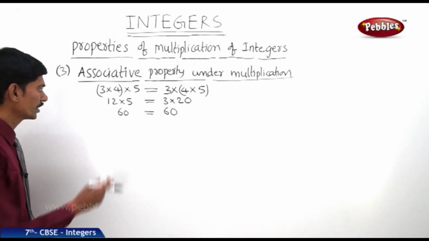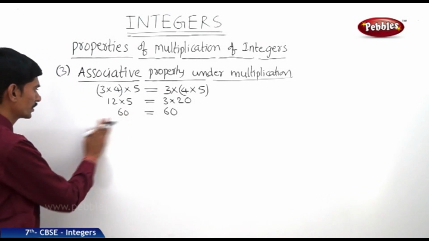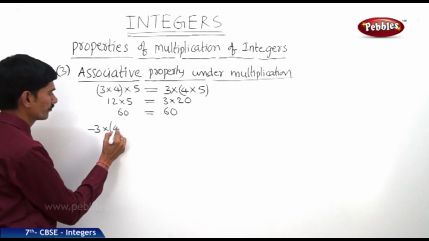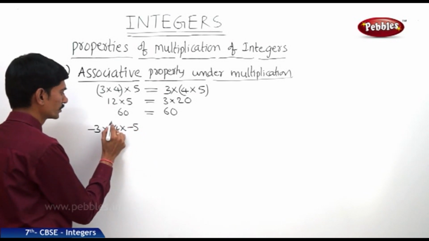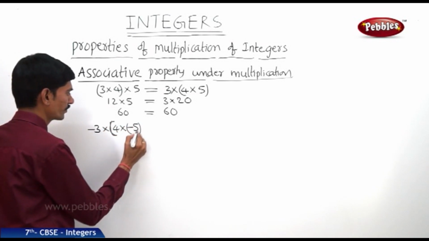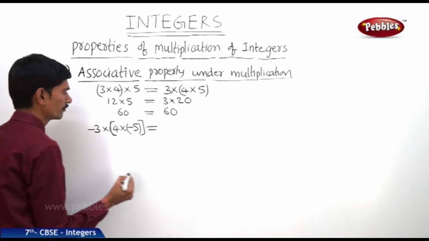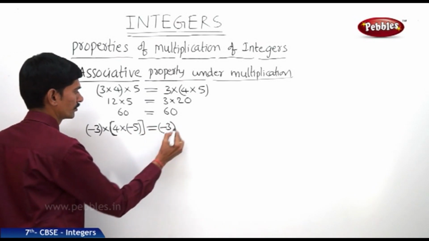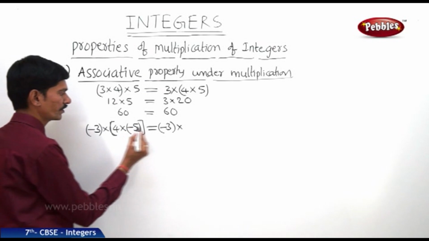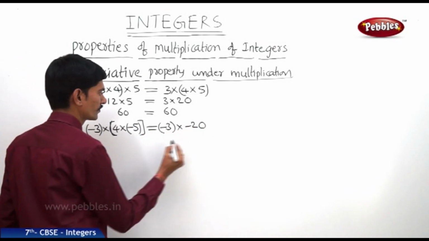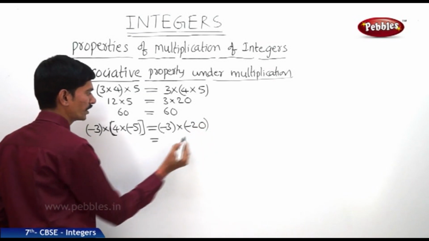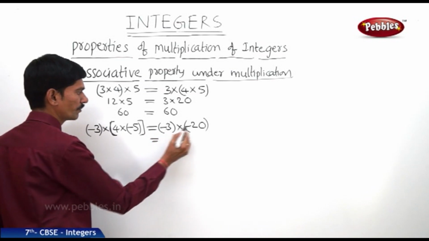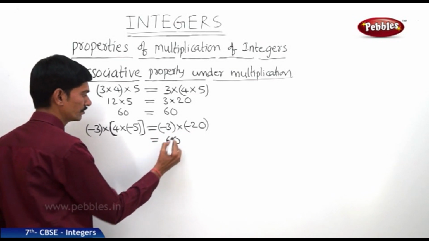Now let us check by taking any three integers. So first we are taking minus 3 into 4 into minus 5. First we will multiply 4 and minus 5 by taking them in a group, then we will find the product. So here minus 3 into 4 into minus 5 is minus 3 into minus 20, and when you multiply these two negative integers we will get a positive integer. So minus into minus is plus, 3 20s are 60.